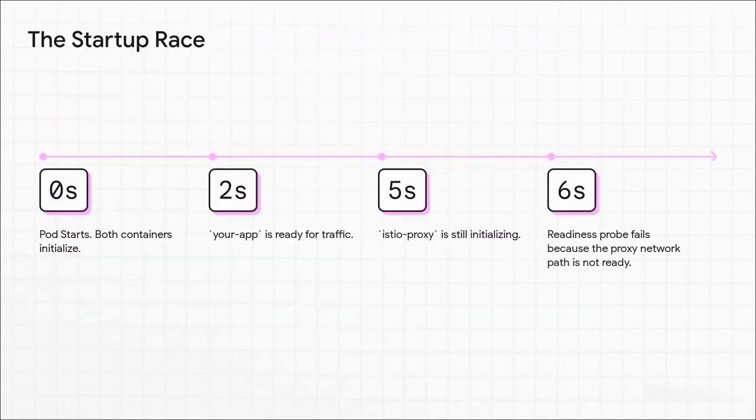Okay, so here's the race. Picture this, your pod starts. Your app is a speed demon. It's up and ready in like 2 seconds flat. But the Istio proxy? It's a little slower. It needs a few more seconds to wake up, stretch, and get its configuration from the control plane. So let's say at the 6-second mark, Kubernetes sends that readiness probe. Remember, that probe has to go through the proxy to get to your app. But the proxy isn't ready yet, so the probe just fails. It hits a wall. And the critical thing is, your app is perfectly healthy. The probe failed because its network path was completely cut off.